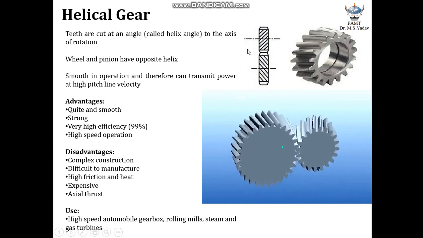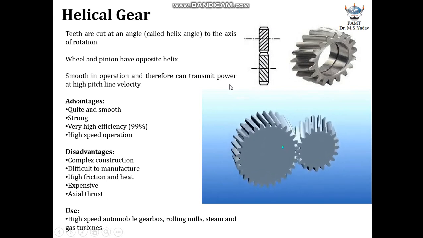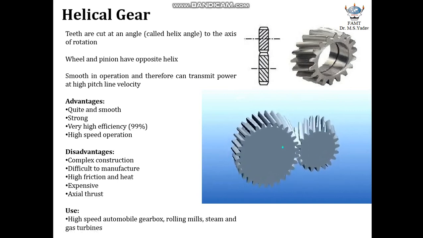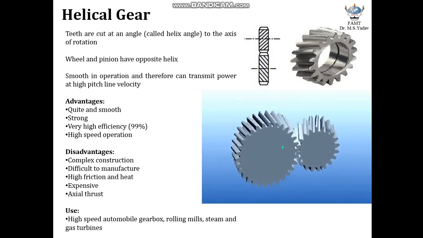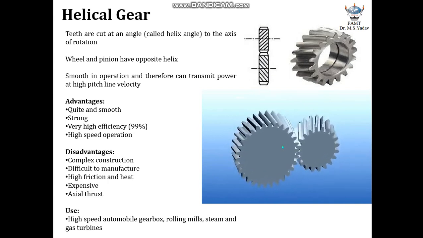In case of spur gear, during engagement, line contact is there between meshing gear teeth. However, in case of helical gears, during engagement, point contact grows into line contact. Hence, these gears are very smooth in their operation and can transmit power at very high velocity. These gears also have very high transmission efficiency.